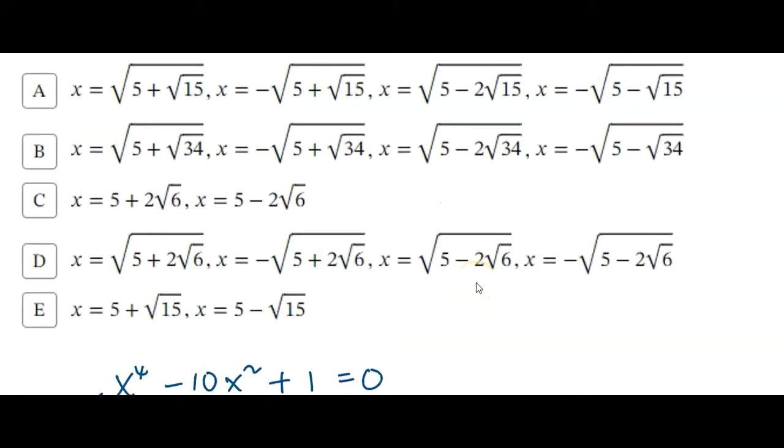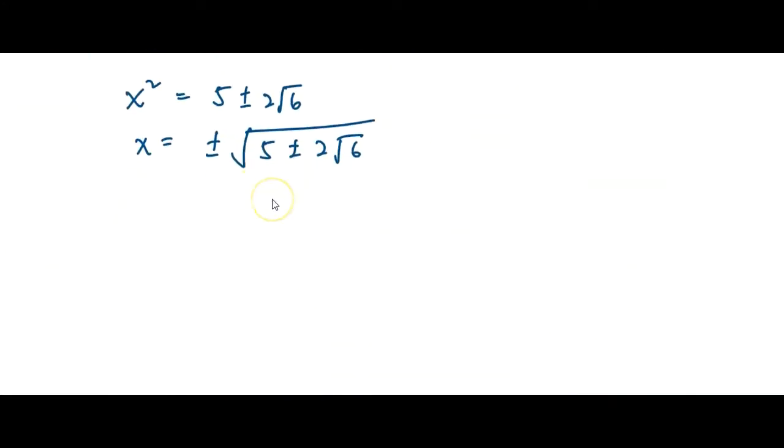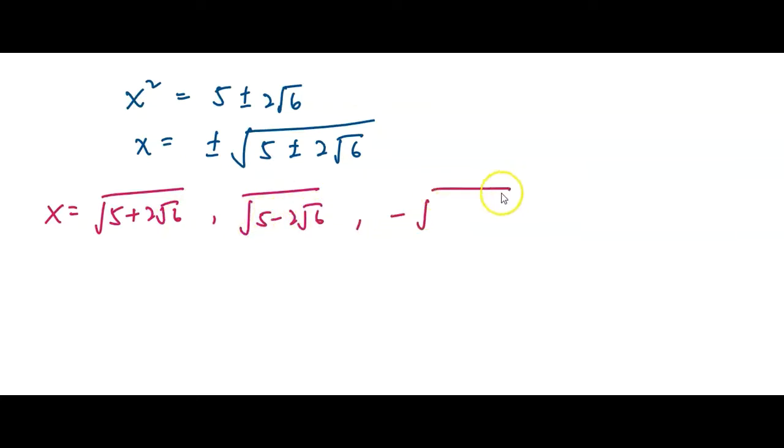According to the options given, the answer will be 4 answers. Because here we can see that we have 4 answers. The first one, positive surd of 5 plus 2 surd 6, and then a positive surd of 5 minus 2 surd 6, and then you got a negative surd of 5 plus 2 surd 6, and a negative surd of 5 minus 2 surd 6. Okay, total we got 4 answers.